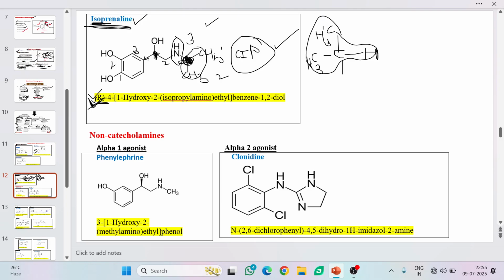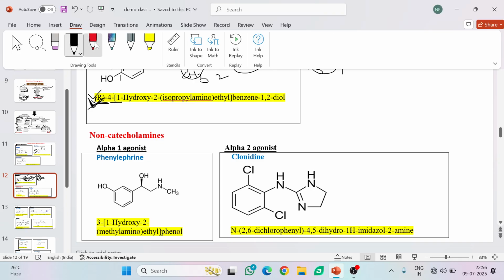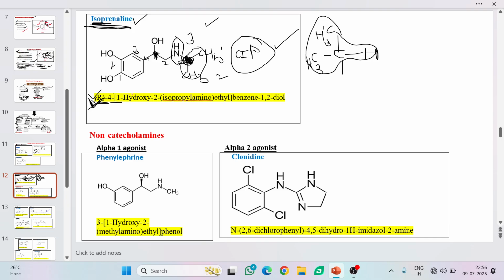Basically organic chemistry, we will see here IUPAC name. Okay, so R in bracket 4, 1 hydroxy. This is this hydroxy, it is present at first position. 1 hydroxy. Then 2 isopropylamine. Here 2, this is second position. And this is isopropyl group. 2 isopropyl.